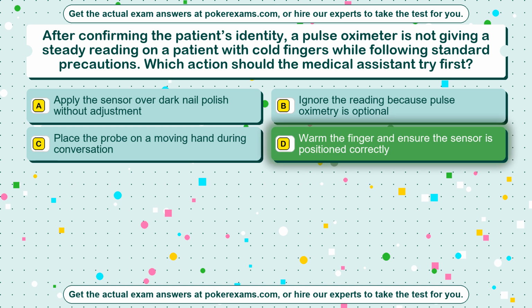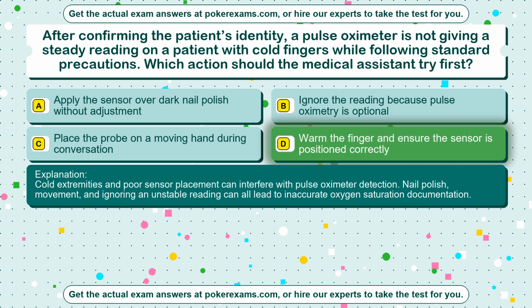The correct answer is option D. Warm the finger and ensure the sensor is positioned correctly. Cold extremities and poor sensor placement can interfere with pulse oximeter detection. Nail polish, movement, and ignoring an unstable reading can all lead to inaccurate oxygen saturation documentation.